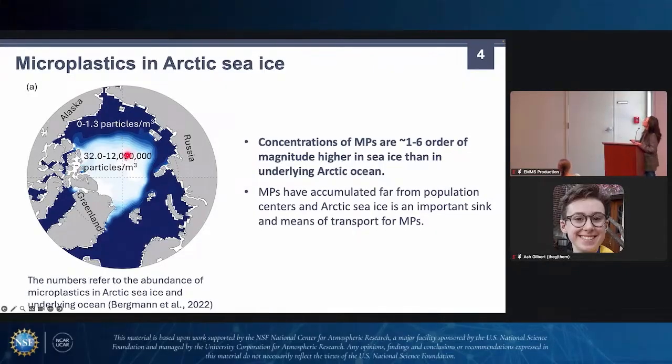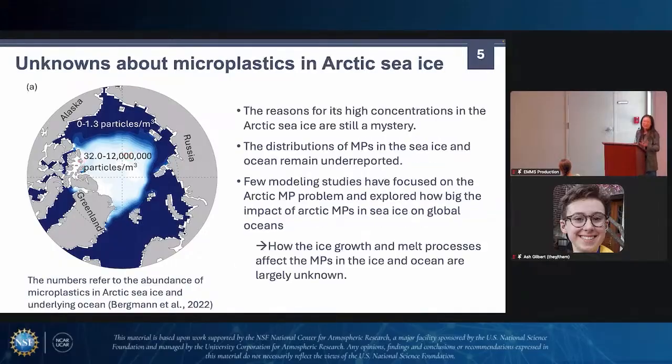We do not know. The reasons for its high concentrations in the Arctic sea ice are still a mystery, and despite this high concentration, the distributions of microplastics in the sea ice and ocean are still underreported. Additionally, few modeling studies have focused on the Arctic marine microplastic problem and explored how big the impact of Arctic microplastic in sea ice is on global oceans. That being said, how the ice growth and melt processes affect microplastics in sea ice and ocean is largely unknown.